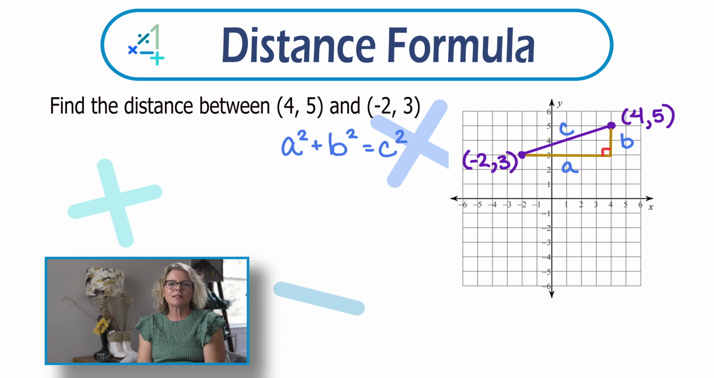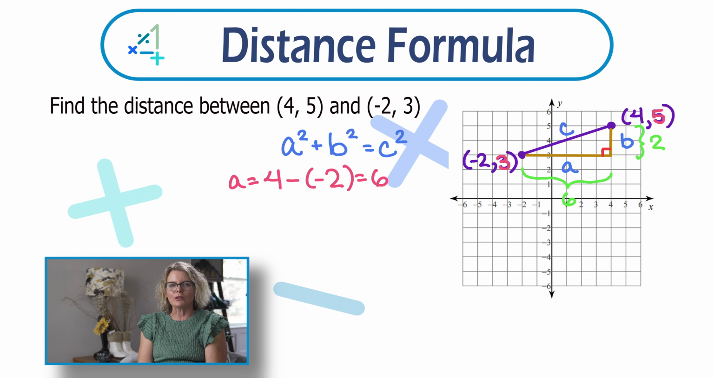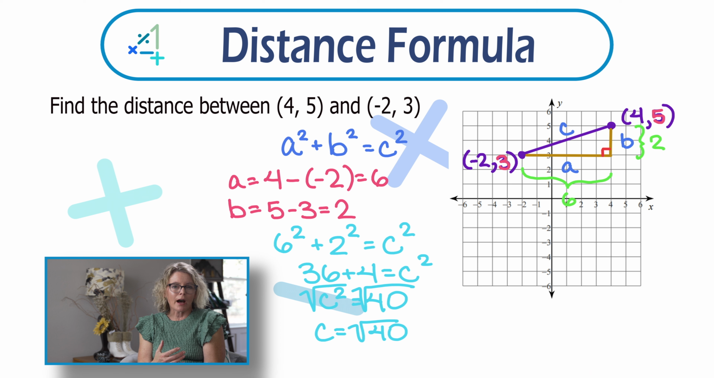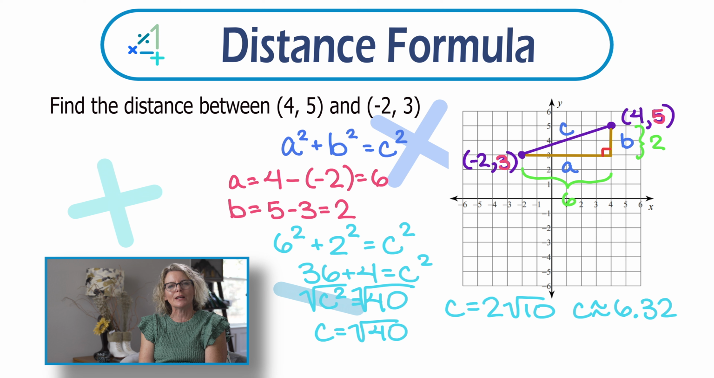I can count the distance of a, 6, or by subtracting the x values, 4 minus -2 equals 6. Then b is up 2, or subtracting my y values of 5 minus 3 equals 2. Plugging those numbers into a squared plus b squared equals c squared: 6 squared plus 2 squared equals c squared. 36 plus 4 equals c squared equals 40, so c is the square root of 40. That simplifies into 2 root 10, or using a calculator, about 6.32 units.